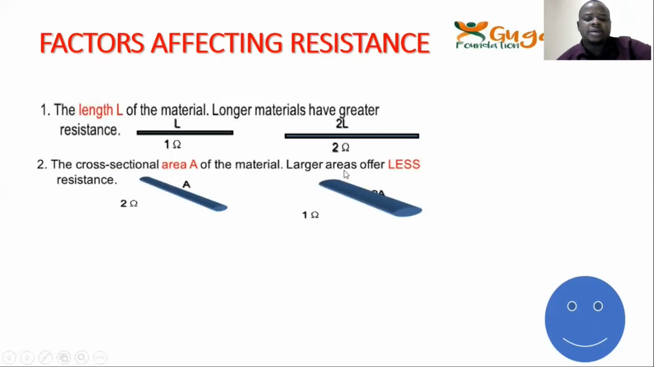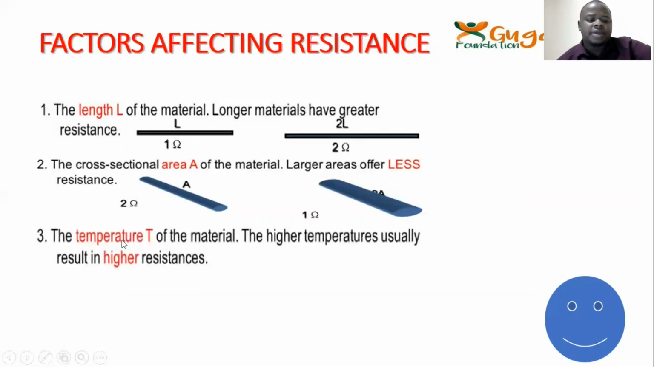And then another thing, you've got the cross-sectional area of a material. The larger areas offer less resistance. Here you've got a small cross-sectional area, which means you've got larger resistance, and then here you've got a larger cross-sectional area, which means you've got small resistance.